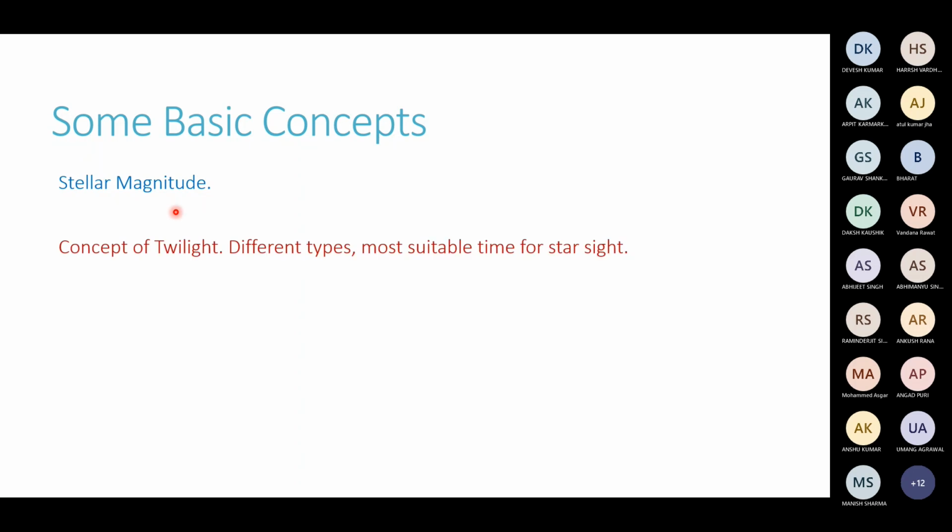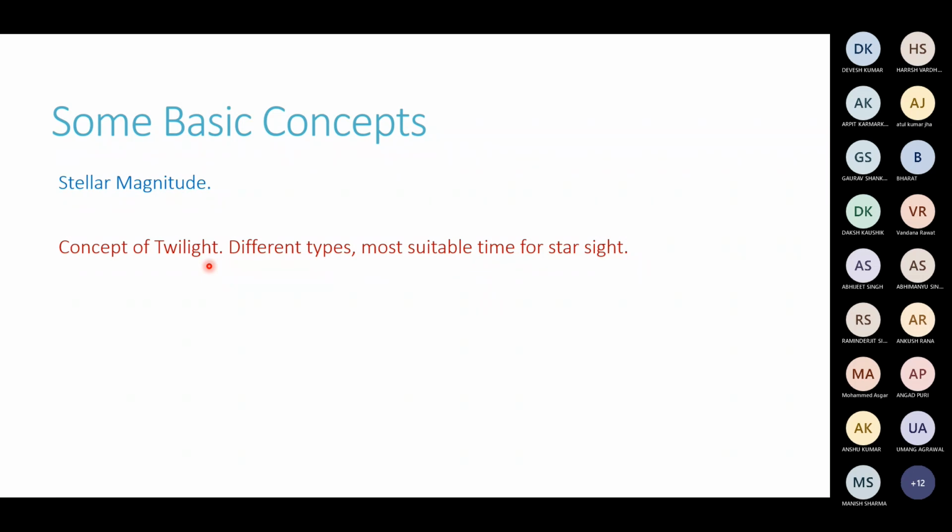Along with stellar magnitude, we need to be comfortable with the concept of twilight. The star sights are taken at a particular time in the morning and evening. Sun and moon sights can be taken as convenient. The sun is visible to us during the full day, so the sight can be taken at any convenient time. The moon is also available to us sometimes during the daytime, so the sight can be taken at any time. At night, there is a restriction.